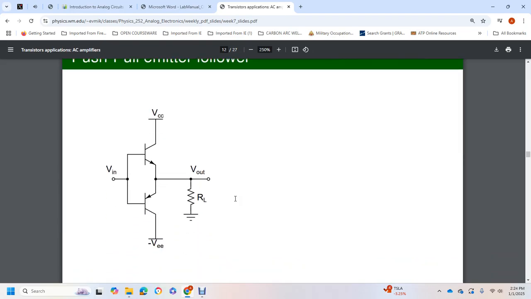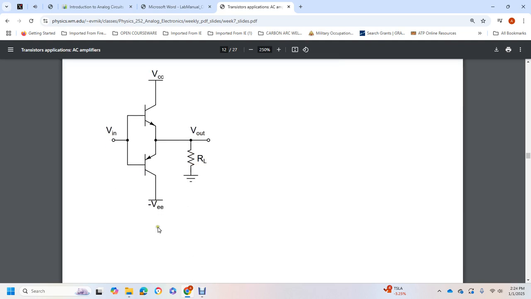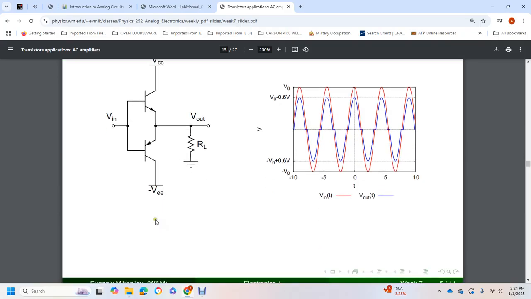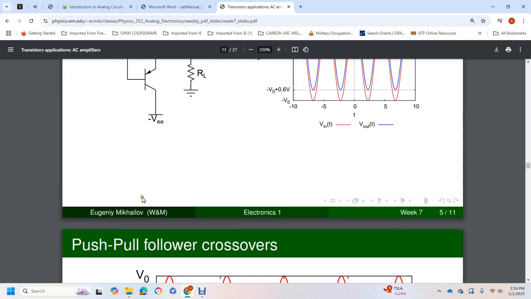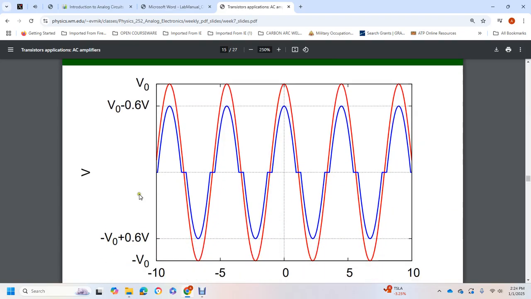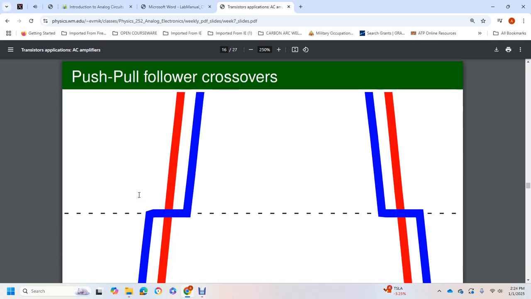your push-pull emitter follower. Basically, it has two voltage inputs, two bases. Your voltage is going around the emitter, so this is a push-pull emitter follower. The waveforms come very close together, and then it shows 0.6 volts. Push-pull emitter follower crossover distortion.